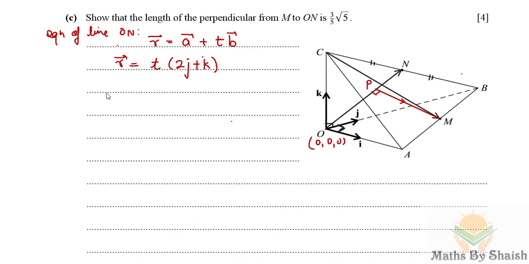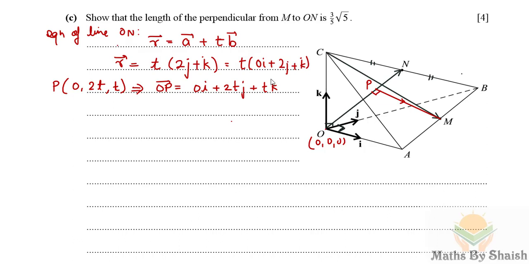So in general, any point P on this line, we can write it as t times 0i plus 2j plus k. So any point on the line ON, we can take it as 0, 2t, and the third, the k coordinate, is going to be t here. From here we decided it is going to be 2t and t. We could have taken lambda also, that's fine. So now if we have P, it means we have OP vector. OP vector is 0i cap plus 2t j cap plus t k cap.